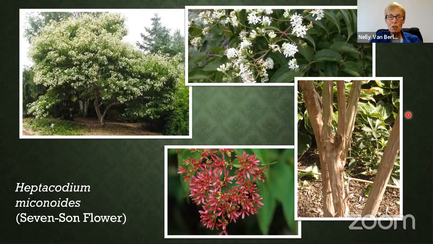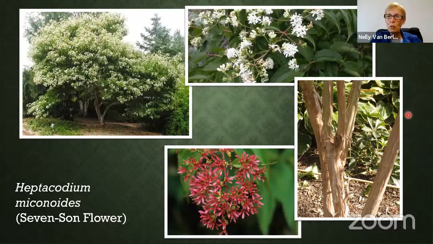This is a tree, seven-son flower tree. It's often really just a multi-stem tree, which looks more like a shrub. It may not be hardy in your zone. I think Ottawa is about its limits. I know a lot of people grow them successfully in Ottawa. It flowers in August, early September, the white flowers.